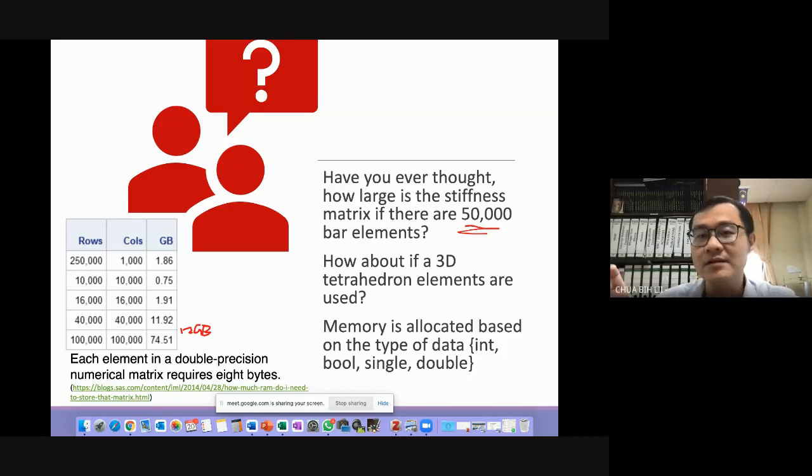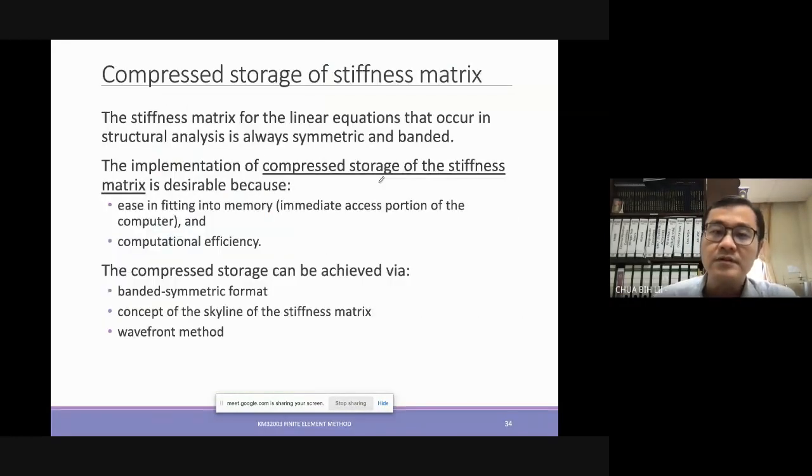But how can this be done in a more efficient way? One way is to compress the storage of the stiffness matrix. The stiffness matrix for linear equations is usually, and always, in a symmetrical form.